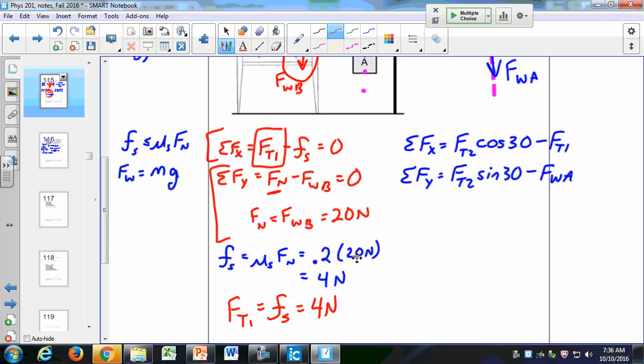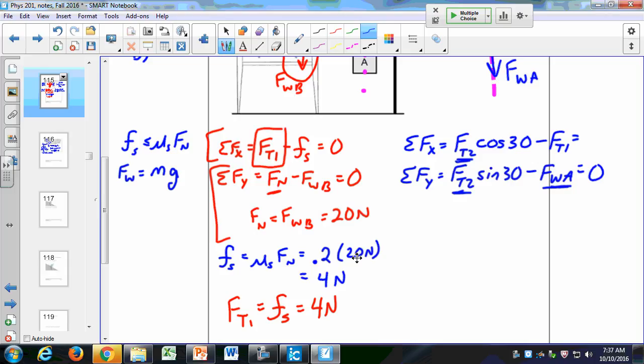Now let's look at the equations on the right. What are our unknowns here? In both of these cases, these are equal to 0. My unknowns are Ft2 and Fwa. I know what Ft1 is, so I can figure out what Ft2 is. And then once I find out Ft2, I can solve for Fwa. So this is fairly simple substitution.